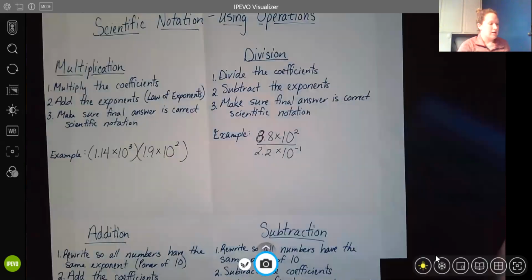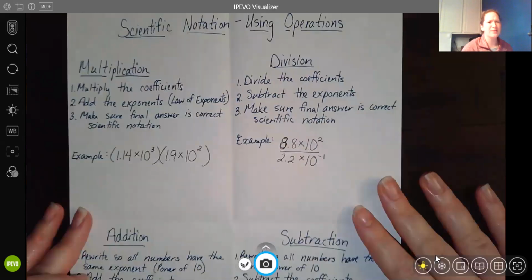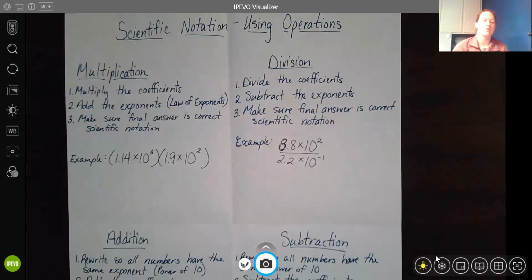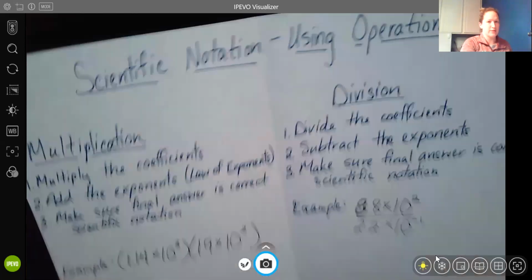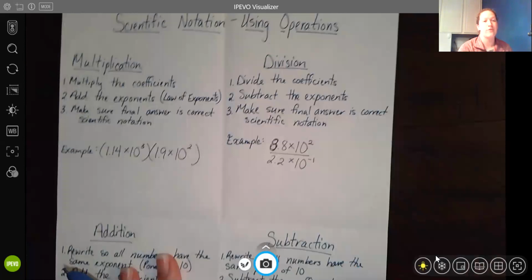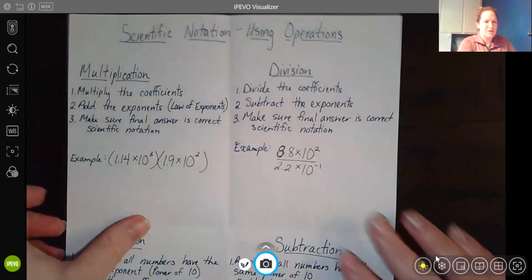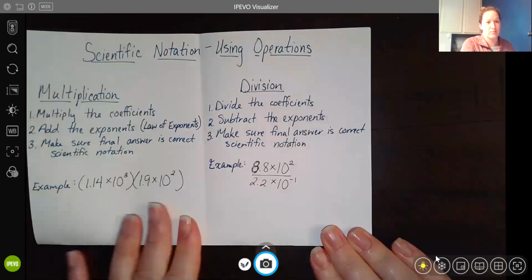Now we're going to get all these other things out of the way. What does it look like to add or subtract or multiply or divide numbers that are in scientific notation? So I've made this little cheat sheet for myself of notes to share with all of you. I just want to focus on two pieces at a time, okay?